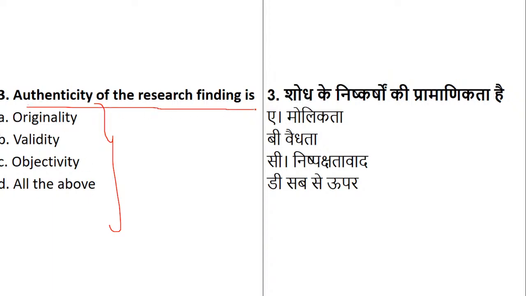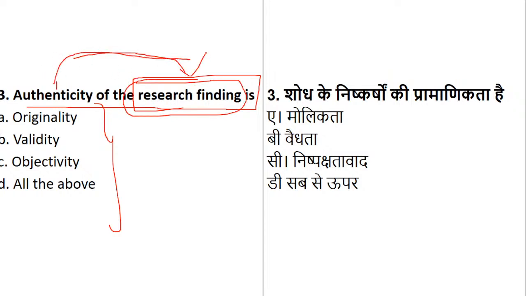authenticity of a research finding. It means, what does authenticity in research finding indicate? That is the meaning of the question. Everyone has said all the above, but the question is neither asking you the features or the characteristics of research. If that is the question, the right answer will be all the above. Here the question is twisted. Be careful. In research finding, what does authenticity indicate?